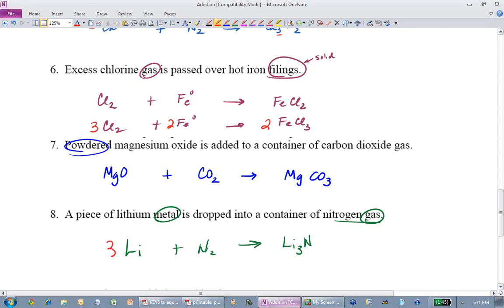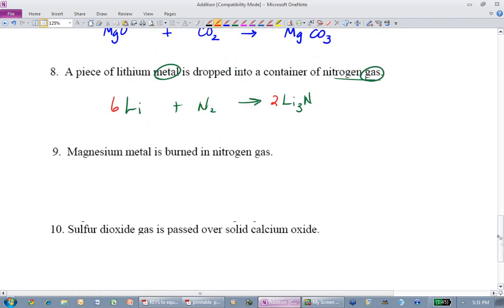Balance it. Not difficult. Ooh, tricked me. There we go. Still not difficult. I tried to mess it up. All right, what do we have next? Let's go with magnesium metal is burned in nitrogen gas. We like the nitrogen gas thing, huh?